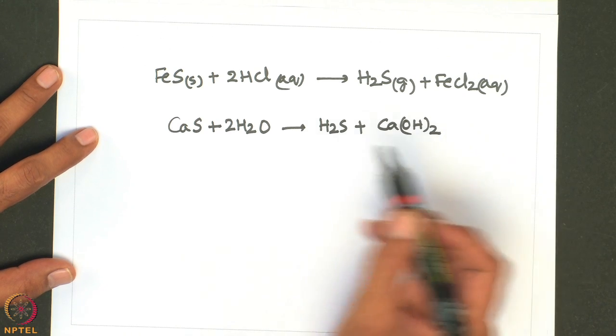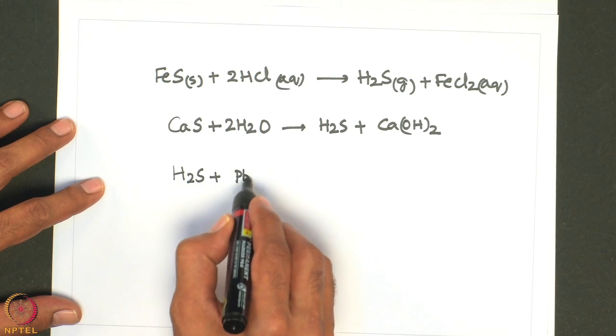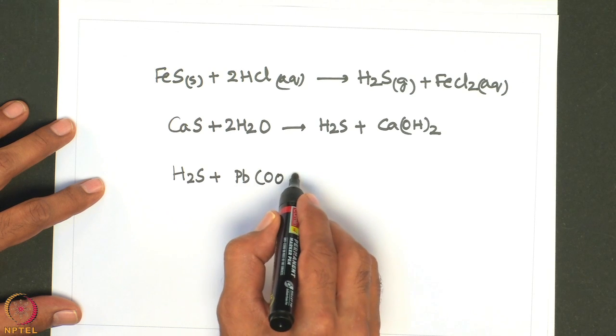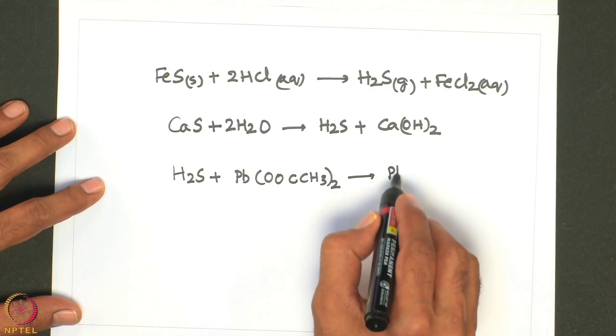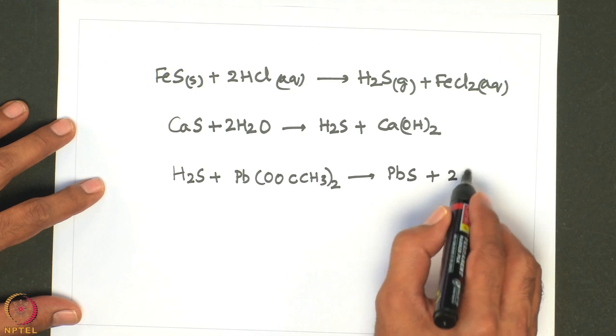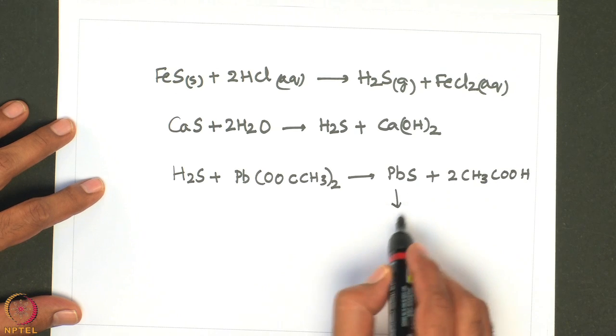In aqueous solution, the hydrides behave as weak acids. A qualitative test for H2S is its reaction with aqueous lead acetate forming a black precipitate. That is essentially due to the formation of PbS. For example, H2S plus Pb lead acetate gives lead sulfide plus acetic acid. So, this is the black precipitate.